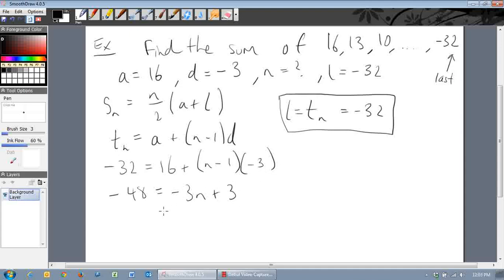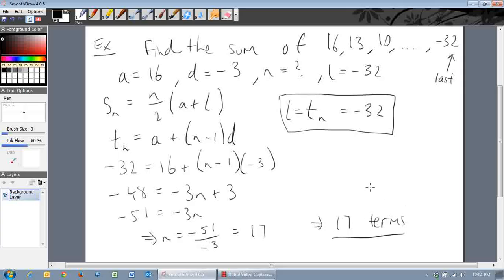I'll move this 3 over to this side, so we minus 3 from there. That's negative 51 equals negative 3n. Therefore, n is equal to negative 51 over negative 3, which is 17. So therefore there are 17 terms. We're only halfway there.